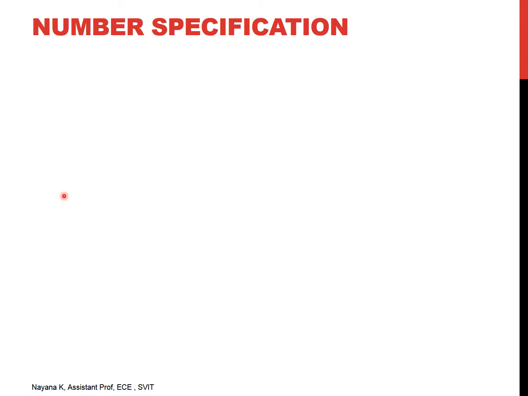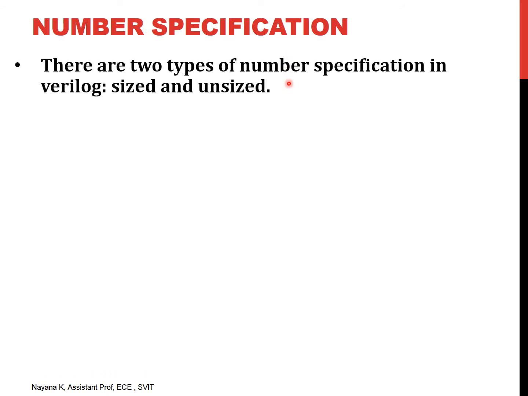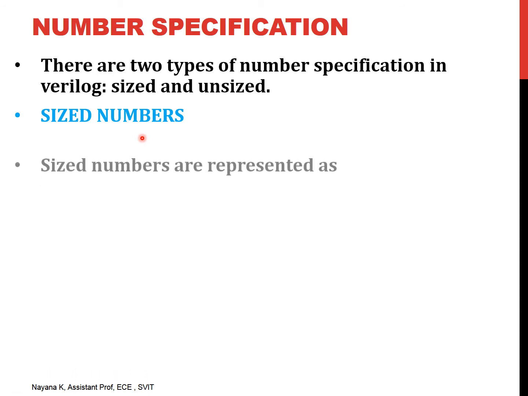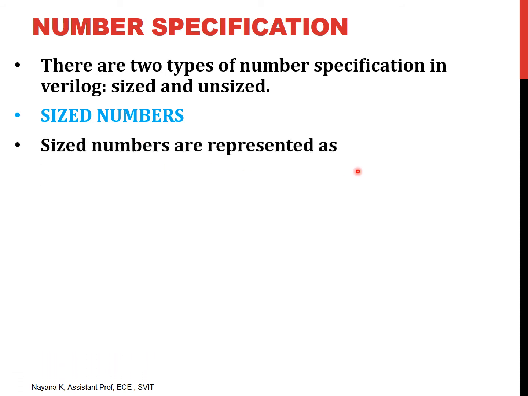Next, let us understand how numbers are specified in Verilog. There are two types of number specification in Verilog, namely the sized and the unsized. First, let us understand how sized numbers are represented. Sized numbers are basically represented as, first we mention the size, followed by the tick operator, followed by the base format and the actual number.